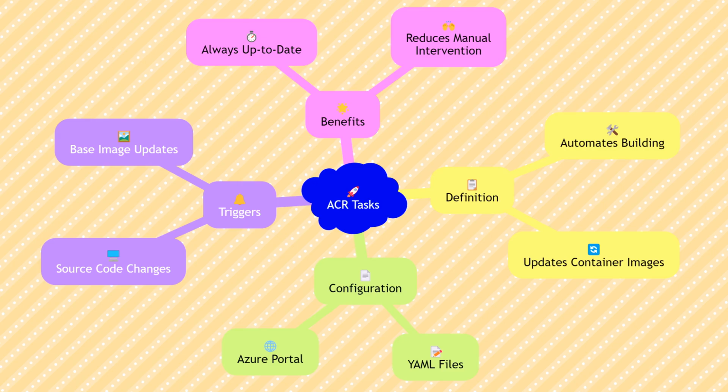ACR Tasks is a feature that allows you to automate the building and updating of container images. You can define tasks using YAML files or through the Azure portal. ACR Tasks supports automated builds triggered by source code changes or base image updates. This ensures that your container images are always up to date and reduces manual intervention.